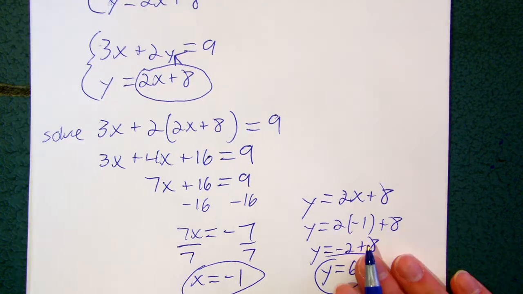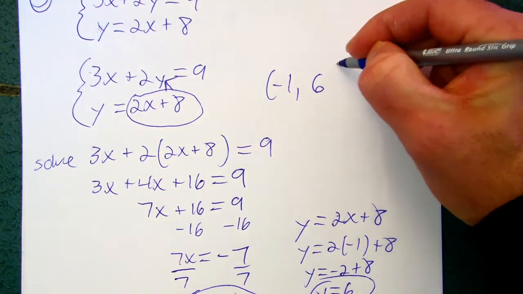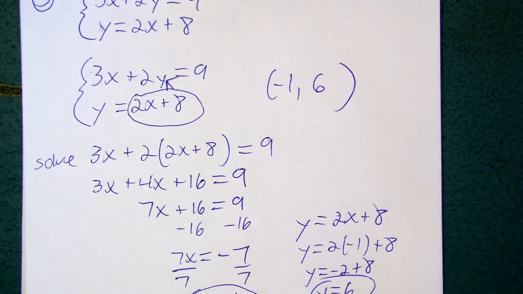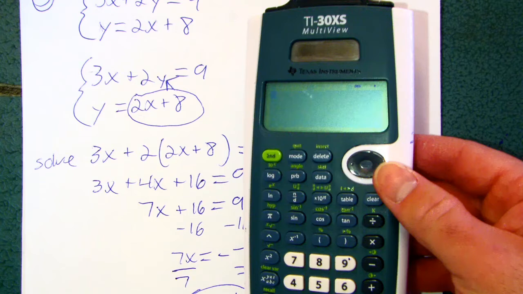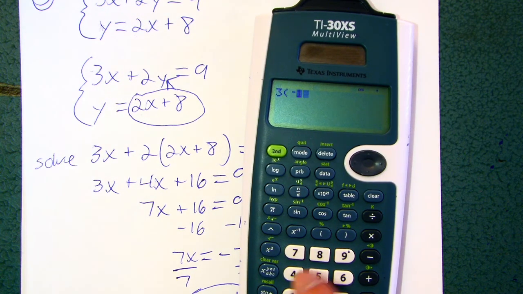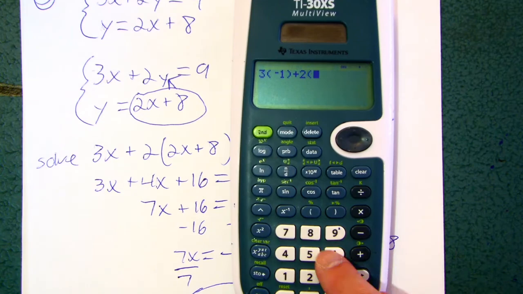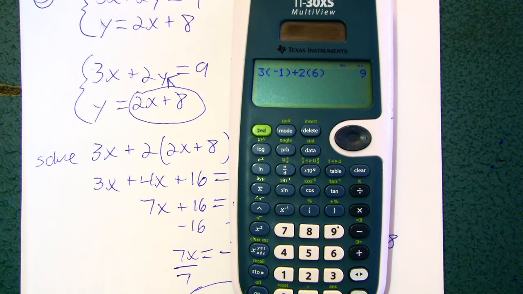So for my final answer, like I said before, it's super easy to just go back and substitute in for x and y. You don't even have to write it out like I always do. If you just want to go 3 times negative 1 plus 2 times 6, we get 9. Look, that took us 10 seconds to do. Just check your answer. Make sure it works in both.